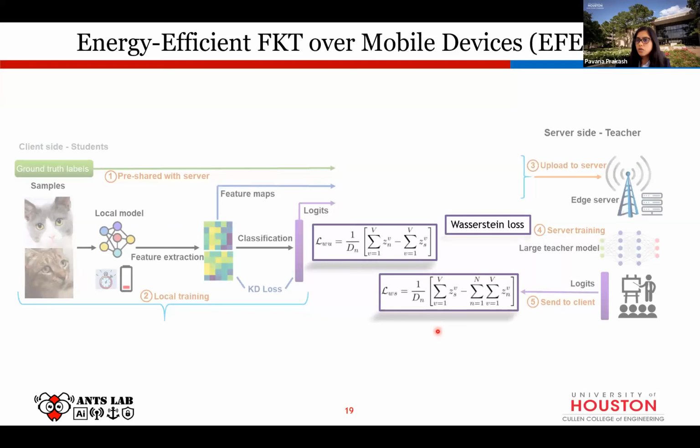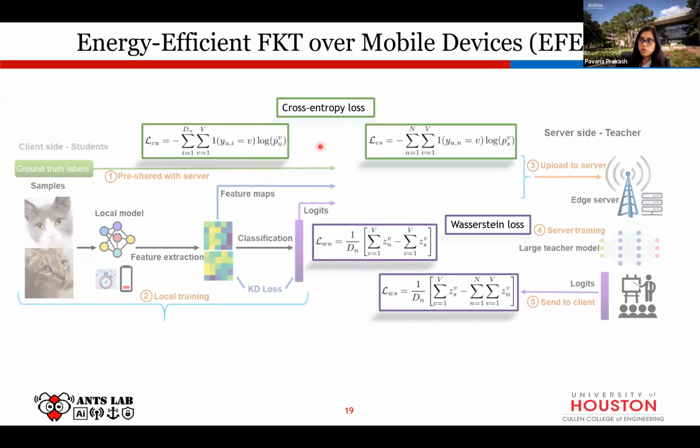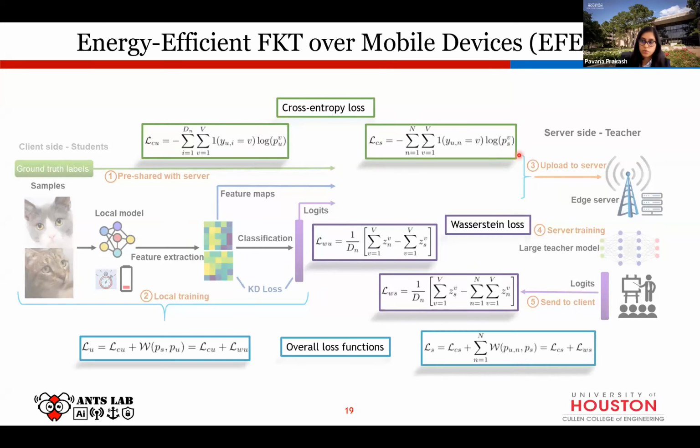So how does heterogeneity play a part here? We are trying to use the Wasserstein loss, which will try to reduce the difference between the logits here. And we use the cross-entropy loss to make sure that the accuracy of the models is much higher. We have one for the student and one for the teacher, because both of them are doing training.